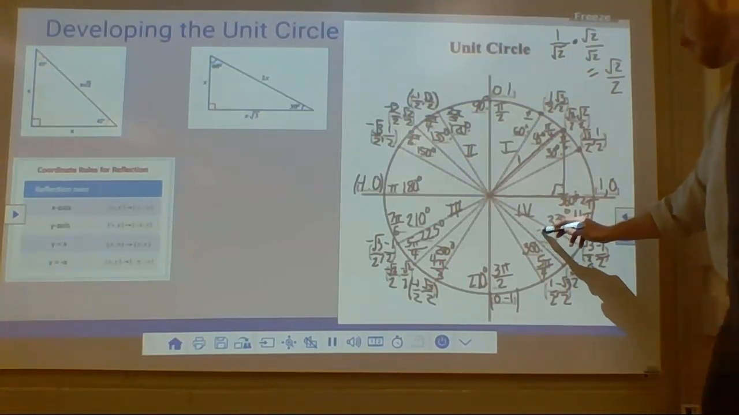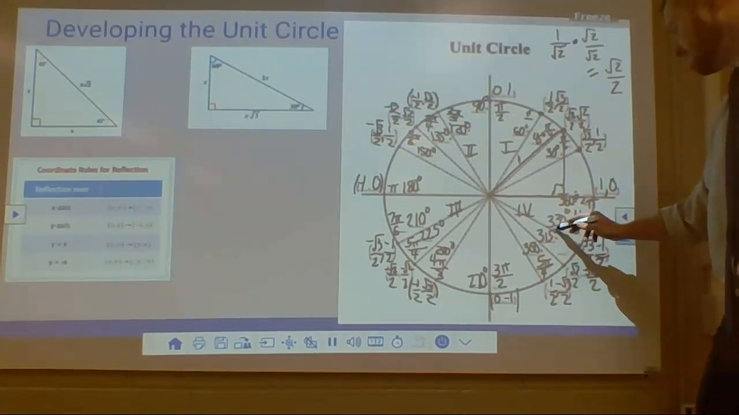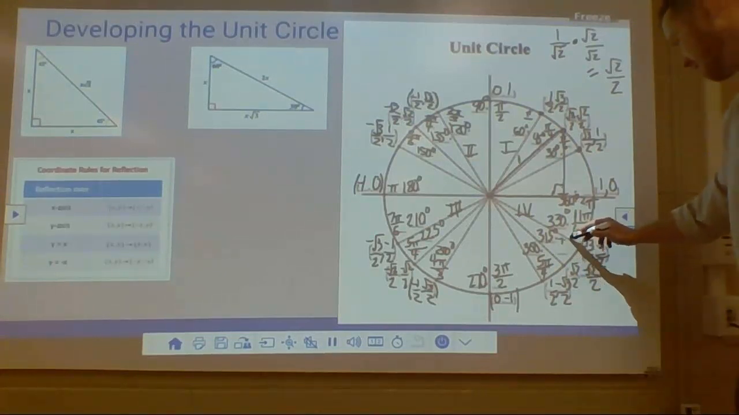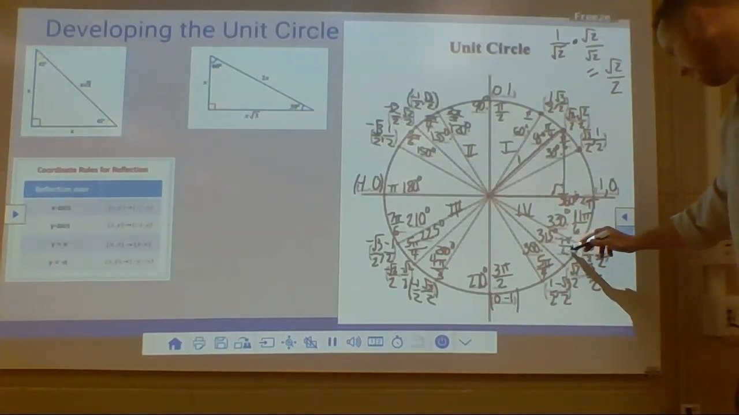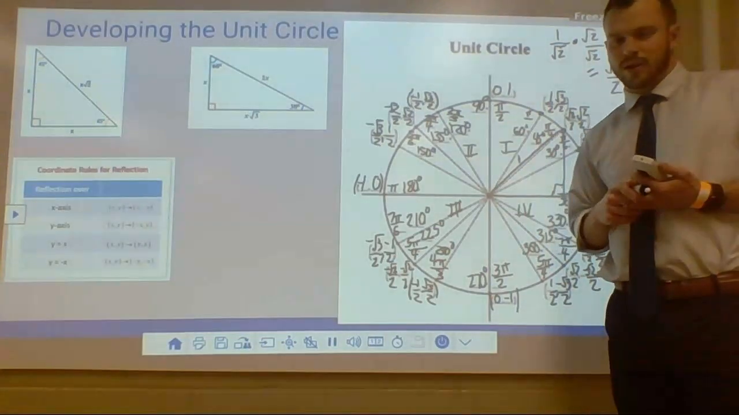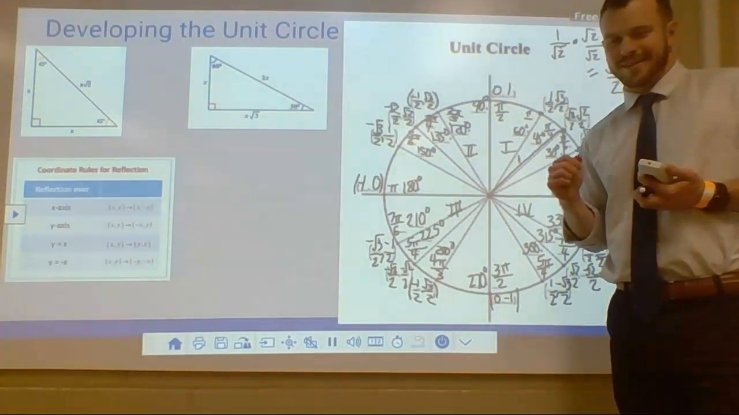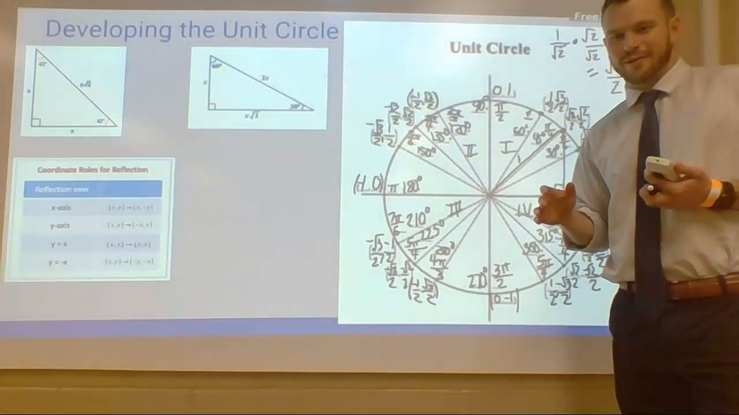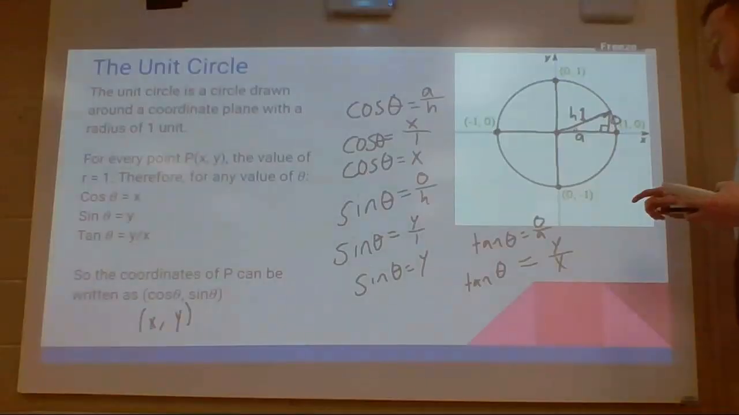And that was for a 315 degree angle, which is 7 pi over 4 radians. Voila! We have now developed the unit circle. Take a deep sigh of relief. Good job. So I know that video was long, but take a sigh of relief because you will not have to do everything I just did.